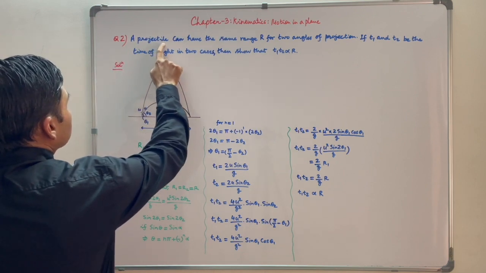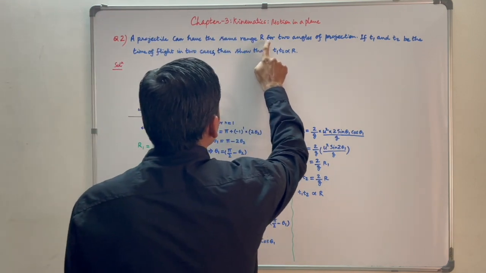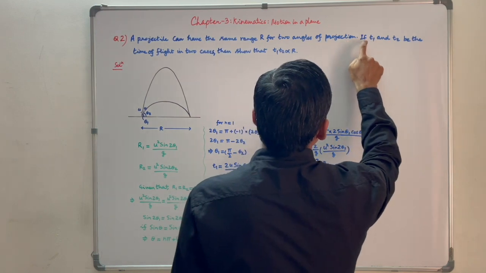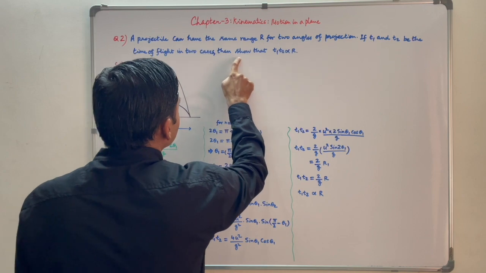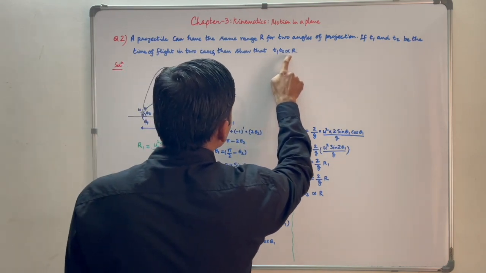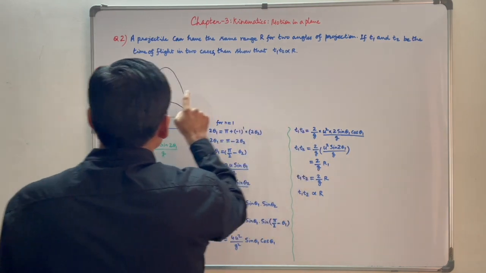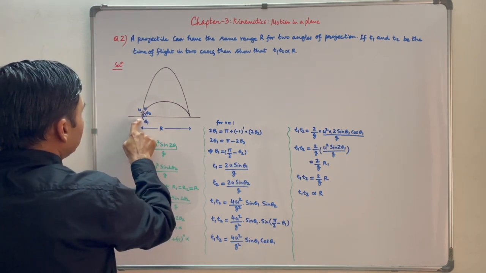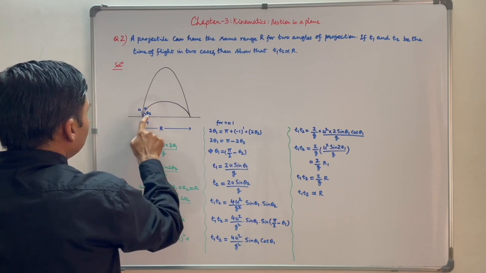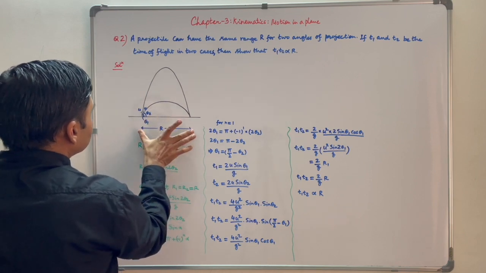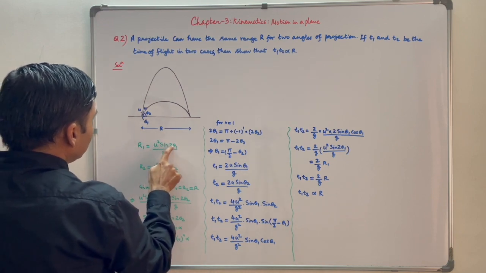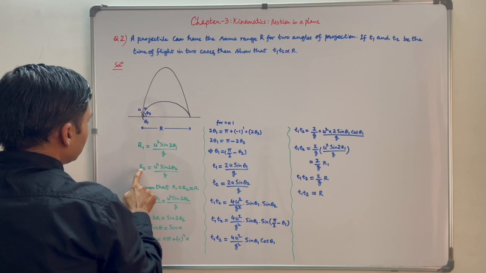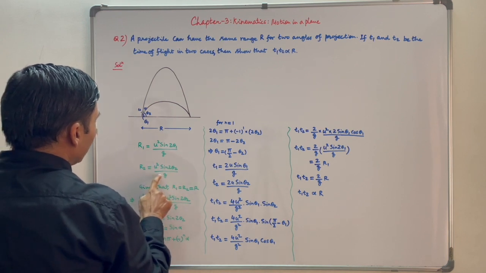Second question: a projectile can have the same range R for two angles of projection. If T1 and T2 be the time of flight in the two cases, then show that T1 T2 is proportional to R. Suppose a particle is projected with initial velocity u, first at an angle theta 1, then at an angle theta 2 to get the same range R. Then R1 is equal to u square sine 2 theta 1 upon g, and R2 is equal to u square sine 2 theta 2 upon g.